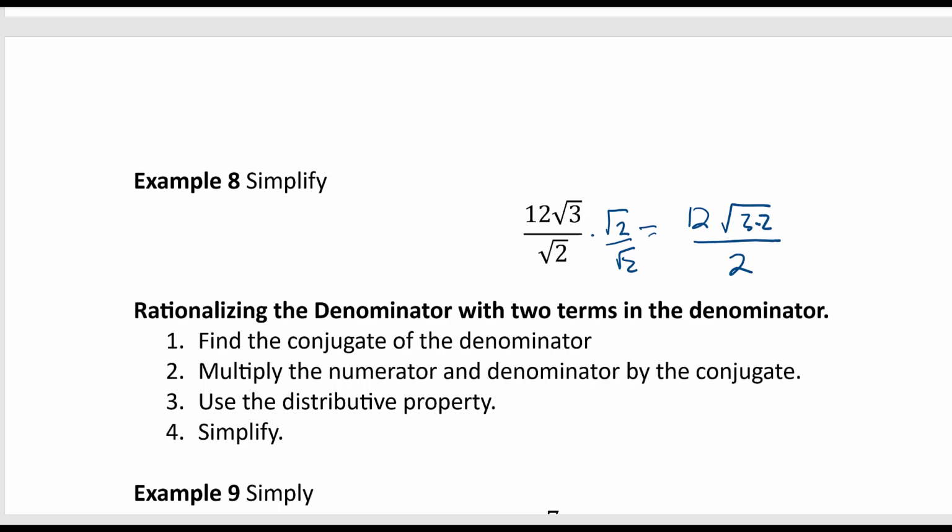And now our 12 and our 2 can divide out. There's a 6 and a 1. And we end up with 6 times the square root of 6, because 3 times 2 is 6.